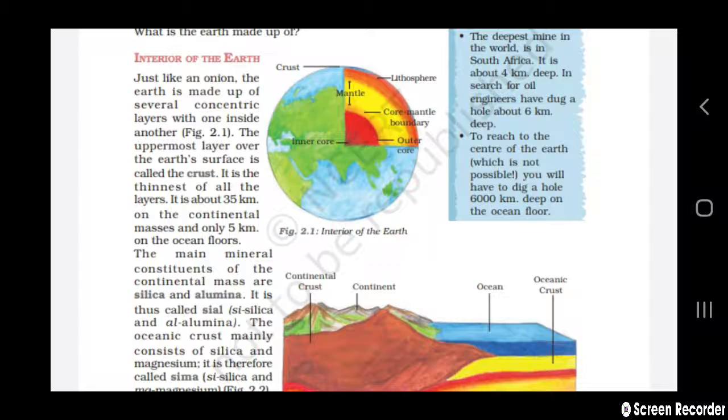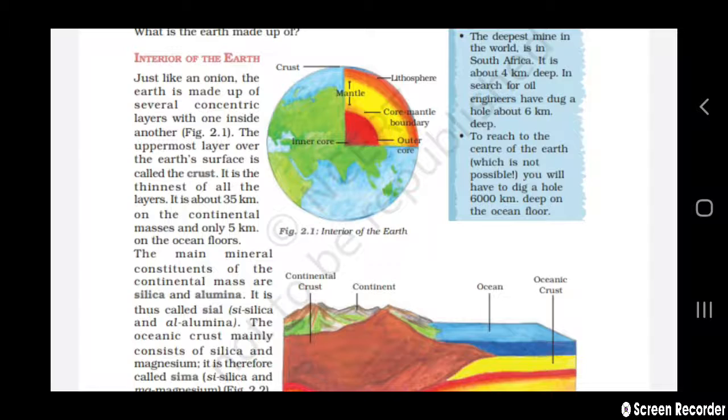Next, the main mineral constituents of the continental mass are silica and aluminium. In the continental mass of the earth's crust, you will mostly get silica and alumina, and it is thus called SiAl.